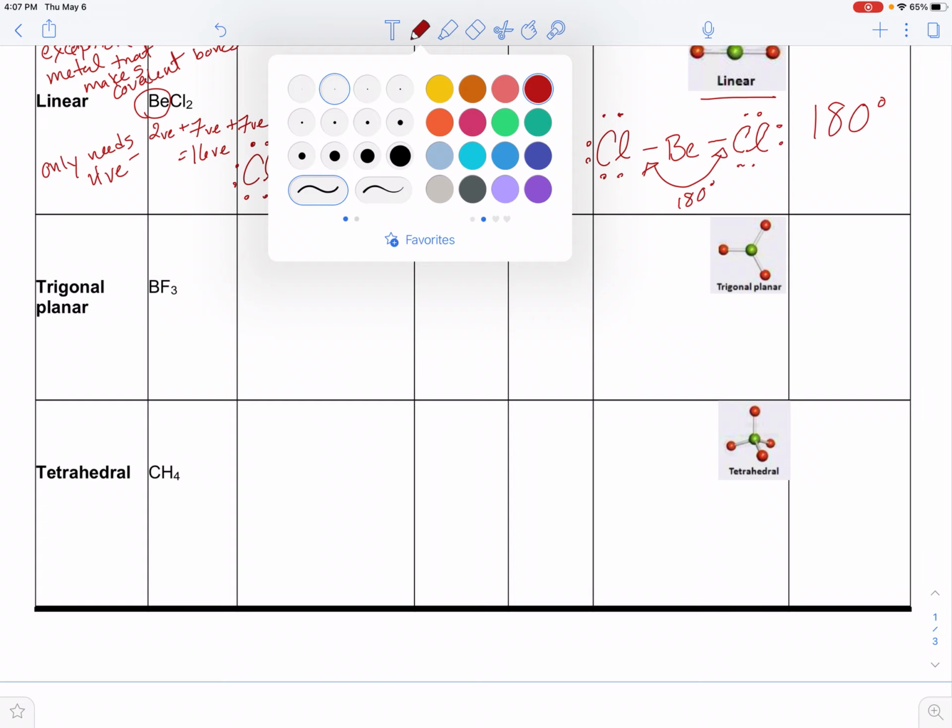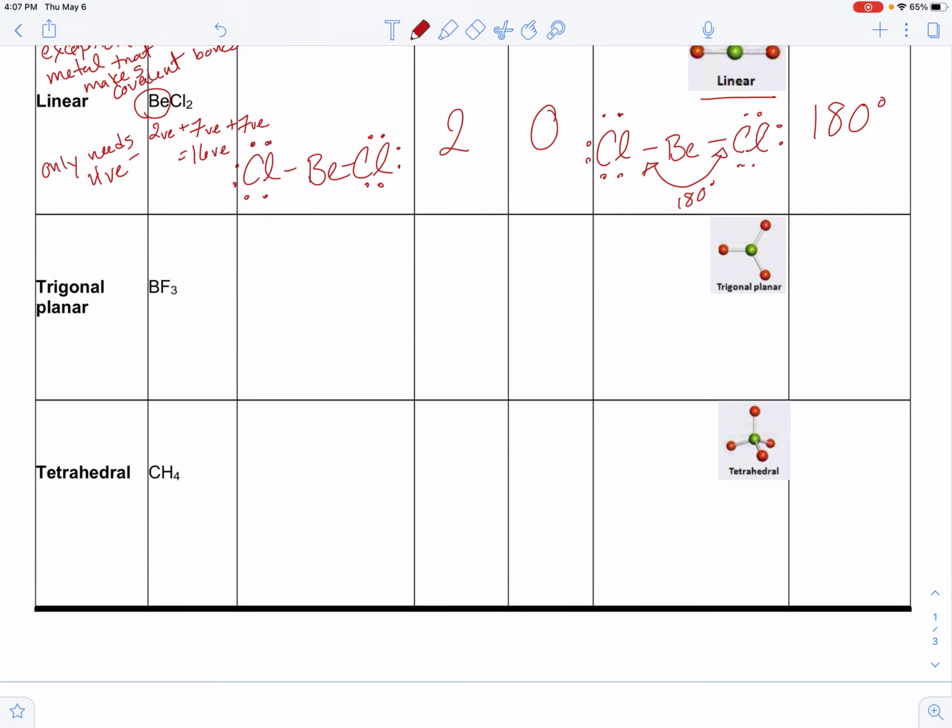And boron, again, is an exception that was in your notes. So boron is an exception because it only needs 6 valence electrons to be satisfied. Now, boron brings 3 because it's in family 13. Each fluorine is going to bring 7 valence electrons. So in my picture, I get a total of 3 plus 21, that's 24 valence electrons. So you get 24 dots in your picture.